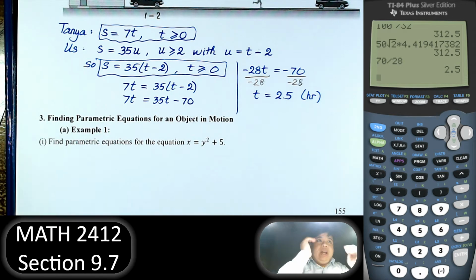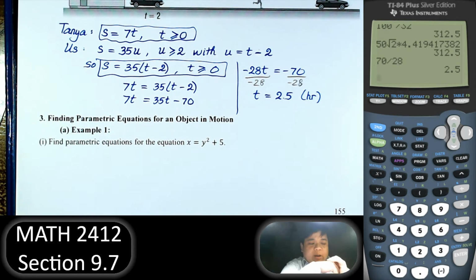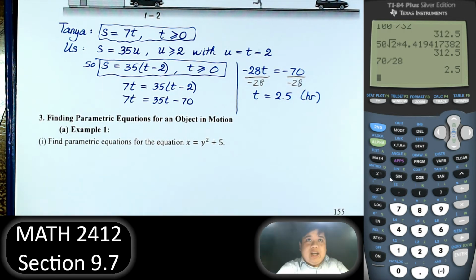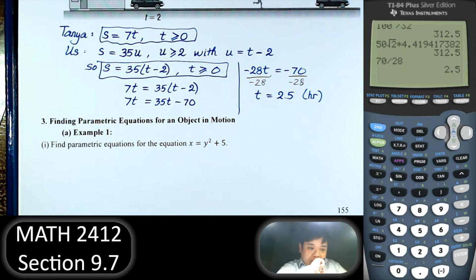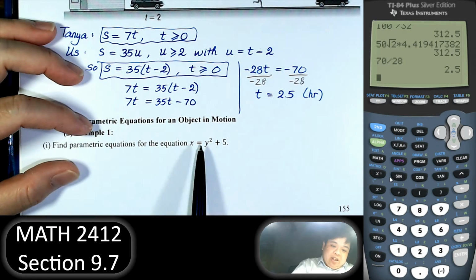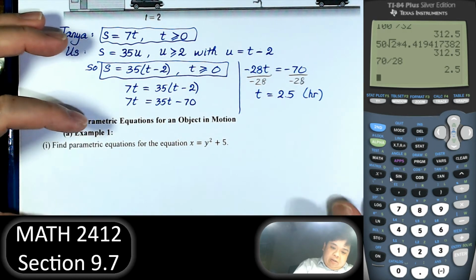Now, earlier we had a parametric equation. We wrote that in rectangular form. Now, can we do that in reverse? If we have an equation in rectangular form, can we write that in parametric equations? Well, actually, it's not that bad. We have x equal to y squared plus 5.